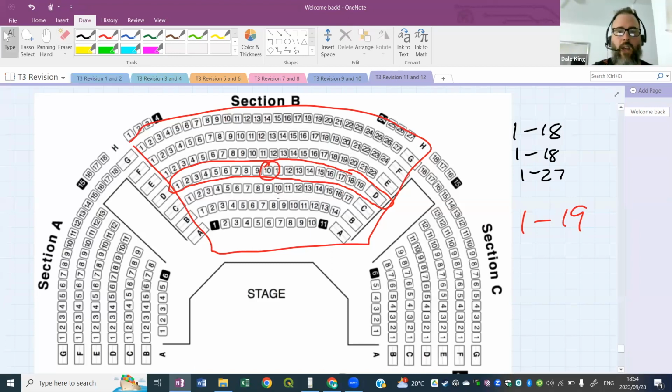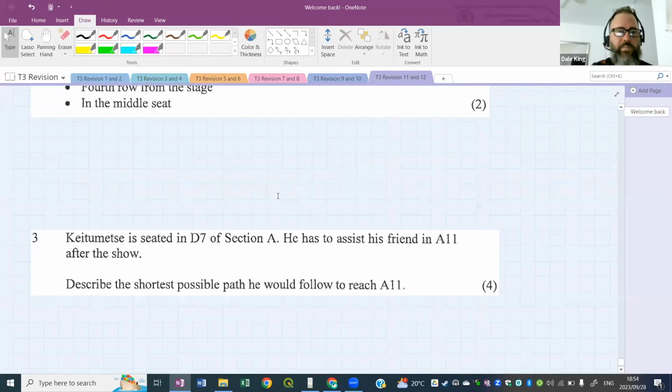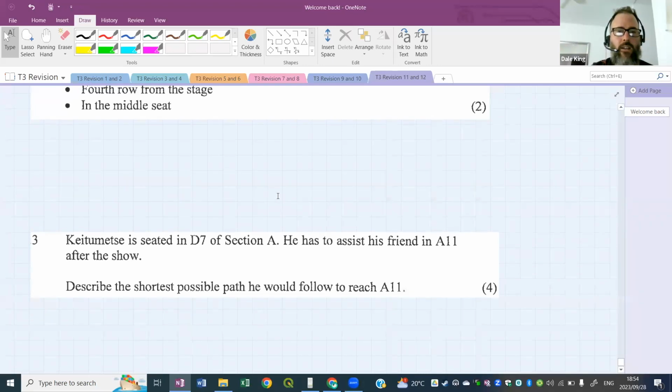All right, let's see what else they have. We need to be wrapping up now. Here we go. Ketumetse is seated in D7 of section A. He has to assist his friend in A11 after the show. Describe the shortest possible path he would follow to reach his friend in A11. So he's in D7 in section A. He has to assist his friend in A11. I'm assuming that's in the same section. He needs to reach his friend.